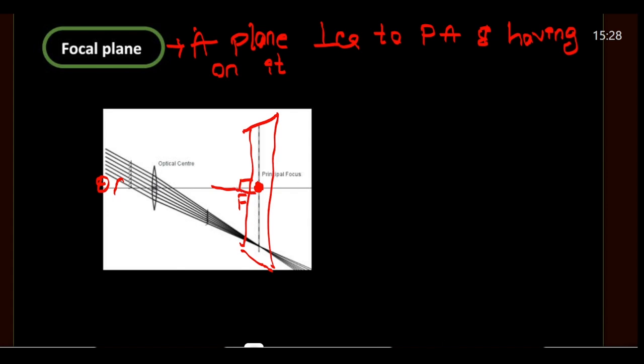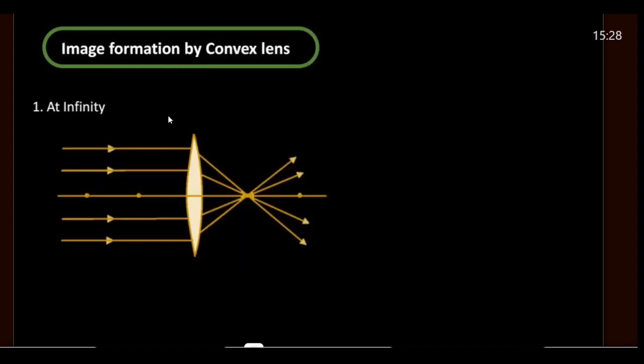And let's see the images formed by the convex lens first. For that, we are considering the infinity case. When we place the object at infinity in front of a convex lens, it converges all these parallel rays, because just now we have discussed that if the incident ray is parallel, then the refracted ray goes through the focus. So all these parallel rays get converged at one point on the principal axis, that is the focus. So we get the image at focus.